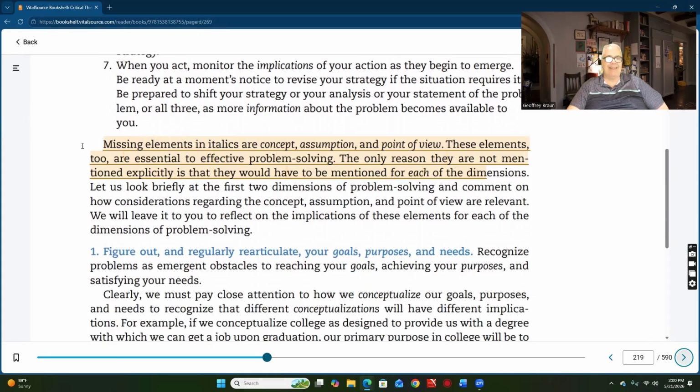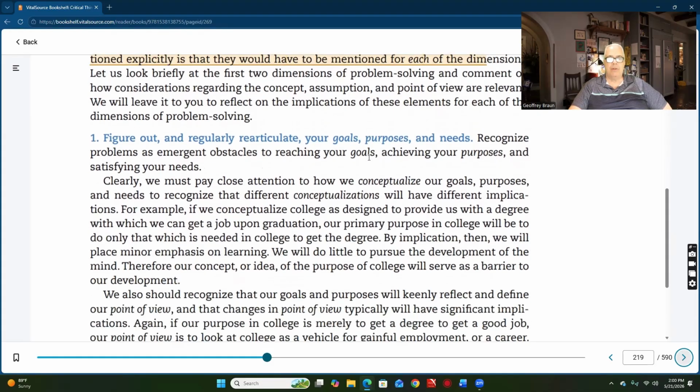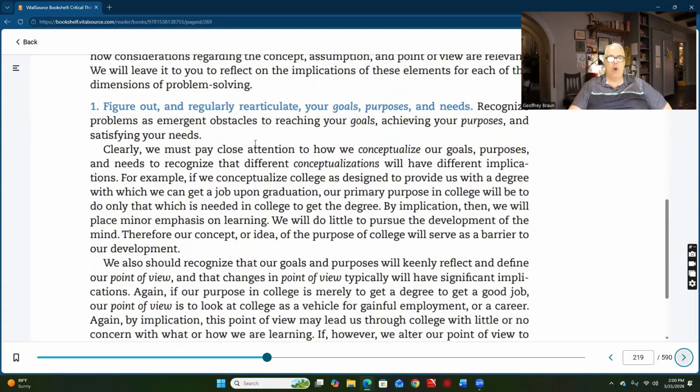Missing elements and italics are our concept, assumption, and point of view. These elements too are essential to effective problem solving. If you remember our list, you can go back to chapter 2, right? Three essential lists that you'll need to understand good critical thinking, right? The only reason they are not mentioned explicitly is that they would have to be mentioned for each of the dimensions. Right? Figure out, regularly rearticulate your goals, purposes, and needs.